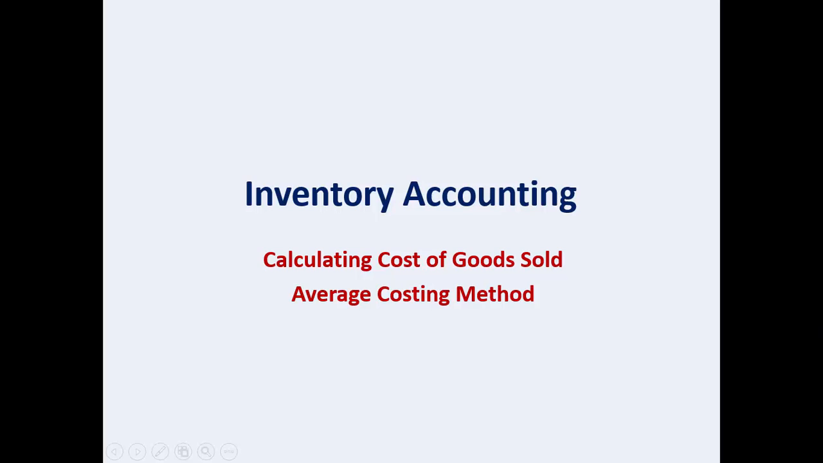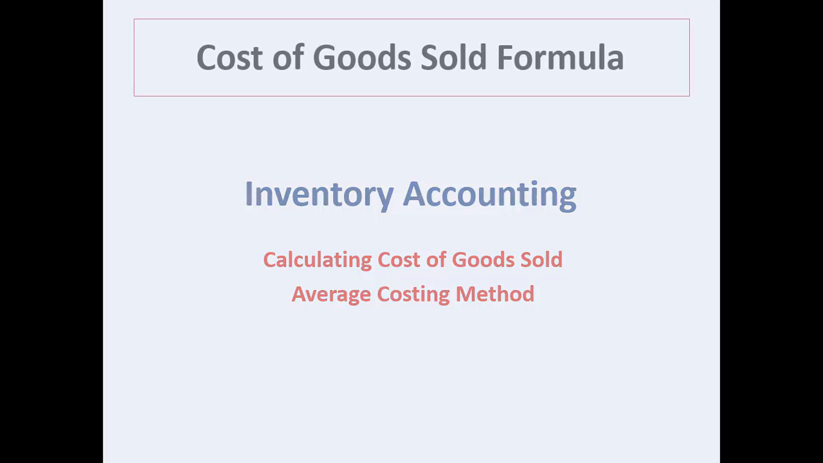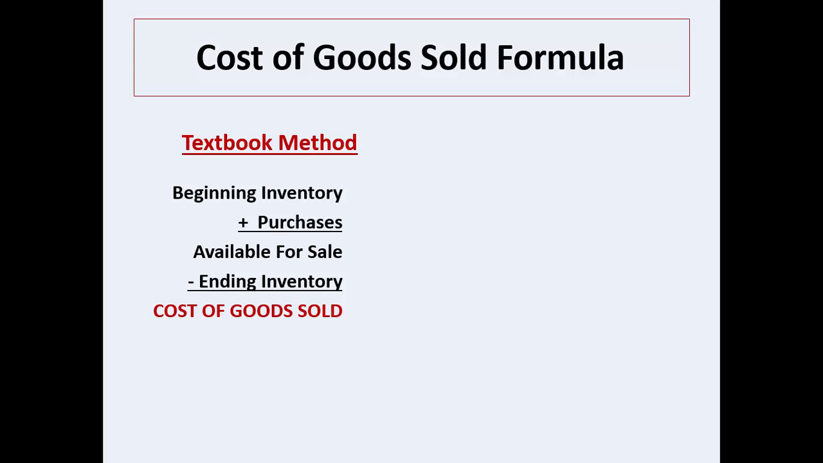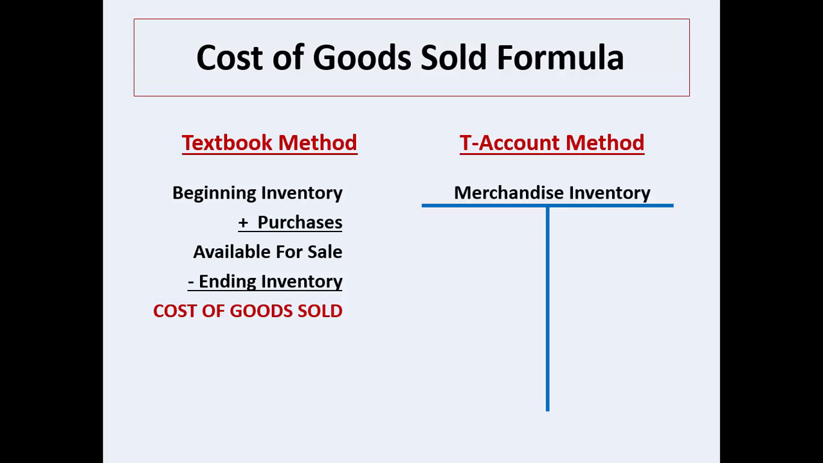We'll now review the average costing method, and it will be a little different depending on if you're using the perpetual system or the periodic system. To review the cost of goods sold formula, this is important to remember. Many textbooks present it as beginning inventory plus purchases, and that's what's on your shelf. That's what you have for sale. If you subtract ending inventory, that gives you cost of goods sold.